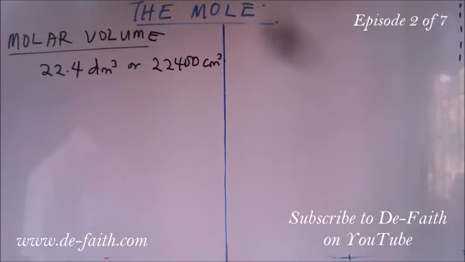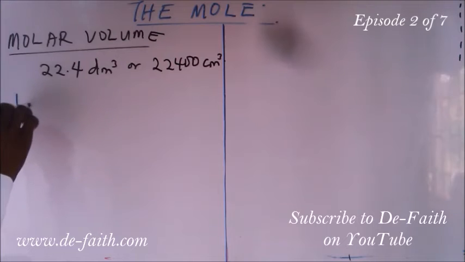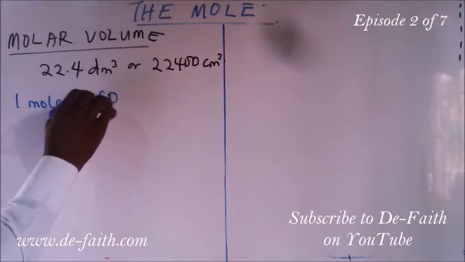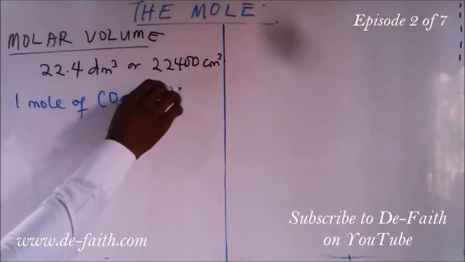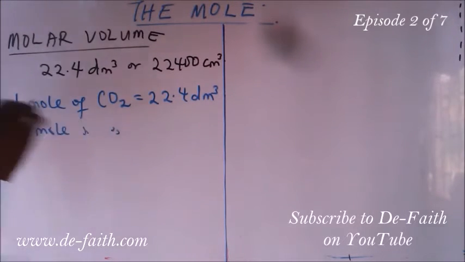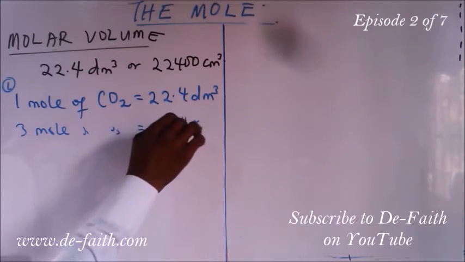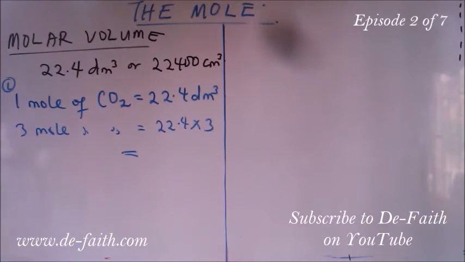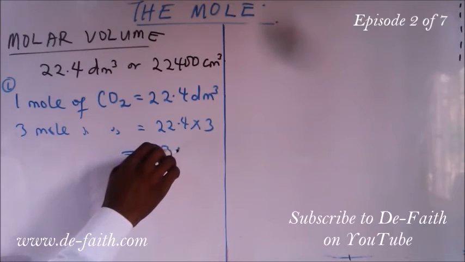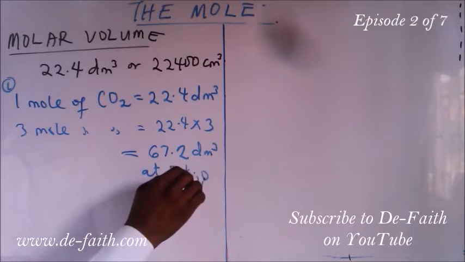Alright, so here comes the next question, which says calculate the volume occupied by 3 moles of carbon 4 oxide gas at standard temperature and pressure. So we have that 1 mole of CO2 gas equal to 22.4 dm cubed. And so if you have 3 moles of CO2, what will be the volume? That will be 22.4 times 3, and that will give 67.2 dm cubed at standard temperature and pressure.